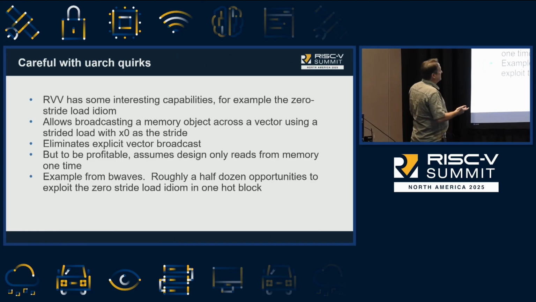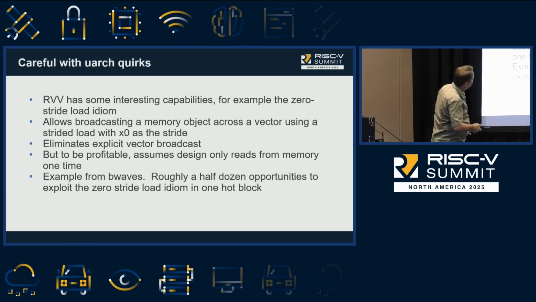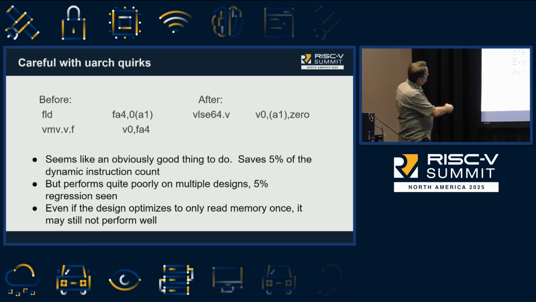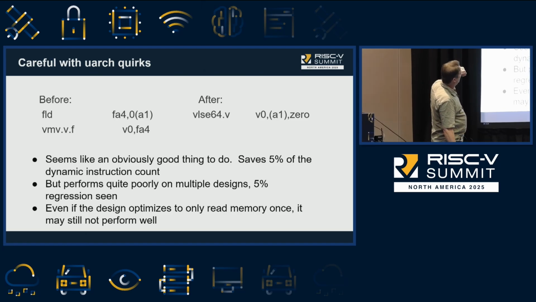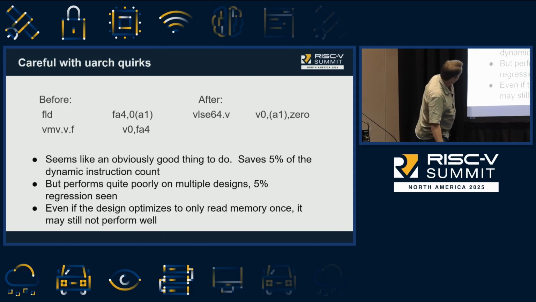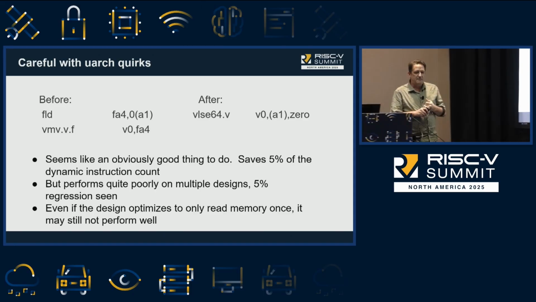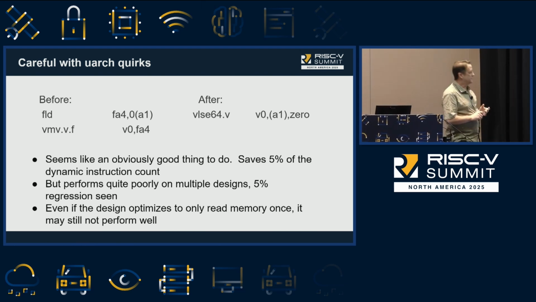So essentially, we can't use this. We don't want to use this right now because it does not perform. There's an example in B-Waves. There are about 6 of these, maybe 7, in a hot loop in B-Waves. It takes that floating point load and the vector broadcast and turns it into that zero-strided load idiom. It reduces the instruction count by about 5%, but makes everything run about 5% slower, on 2 different microarchitectures I've looked at. So we really don't want to be using this.